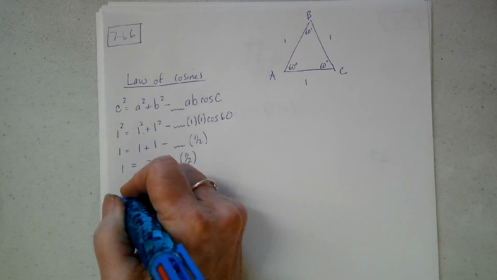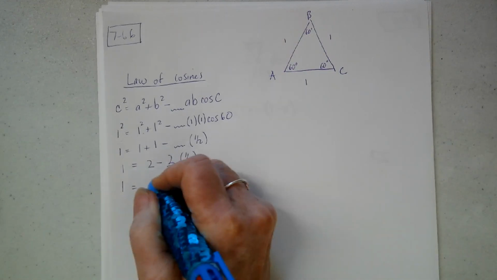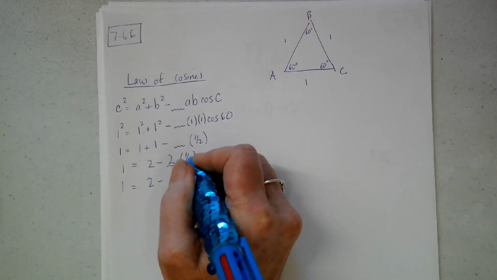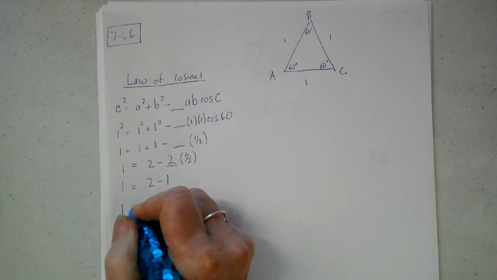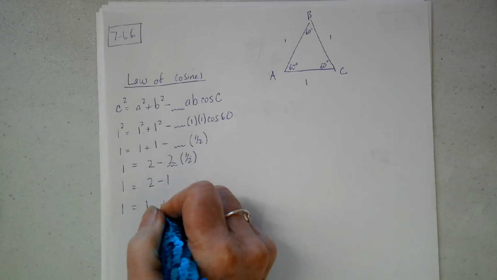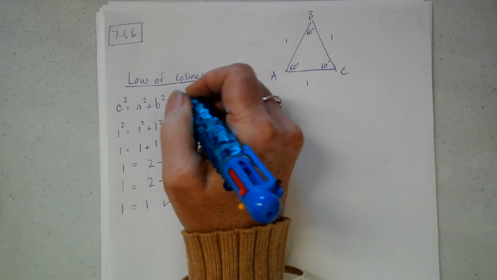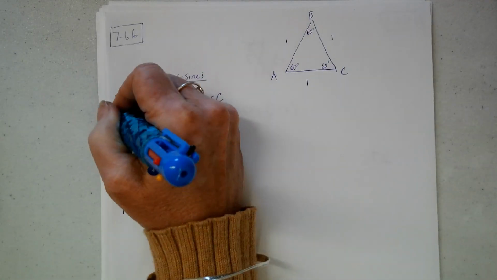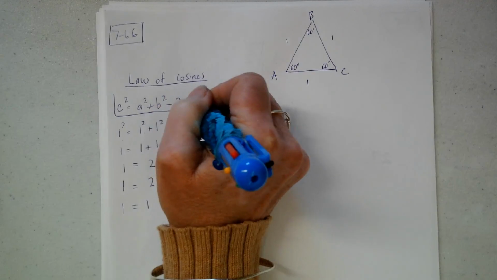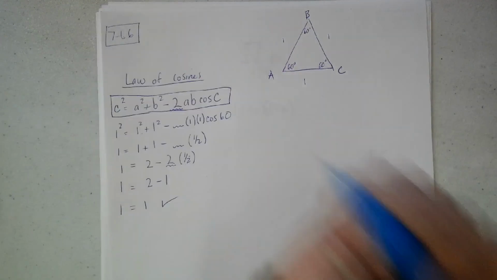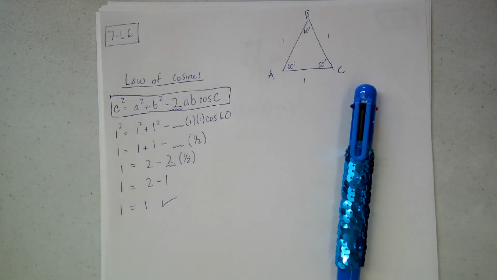It has to, because now if I work it out, then I have 2 minus 2 times a half is 1, so then I have 1 equals 1, and that's true. So we know that the law of cosines looks like this, and that's what I think they wanted you to do for this problem.